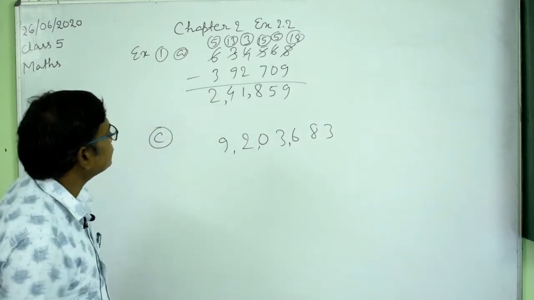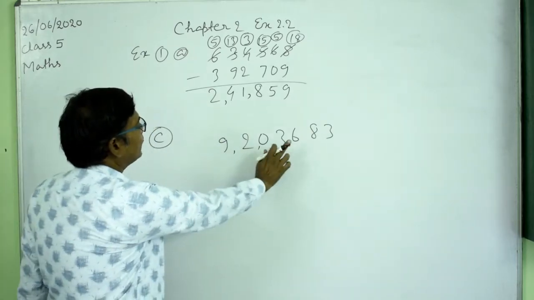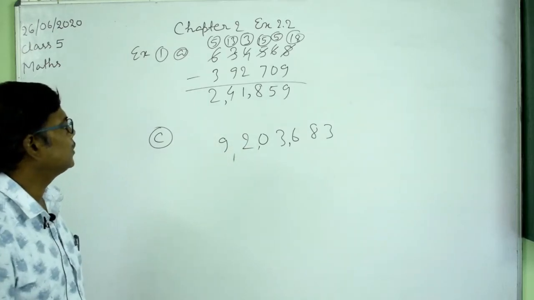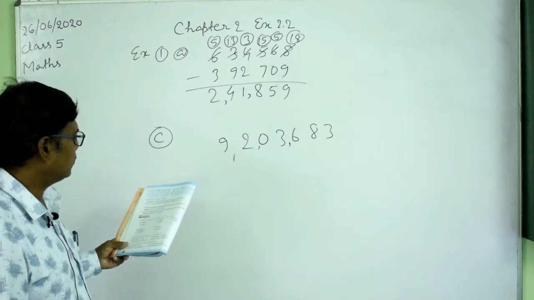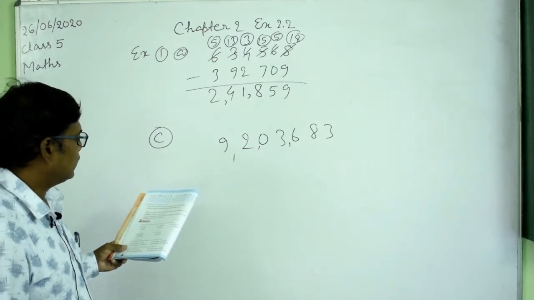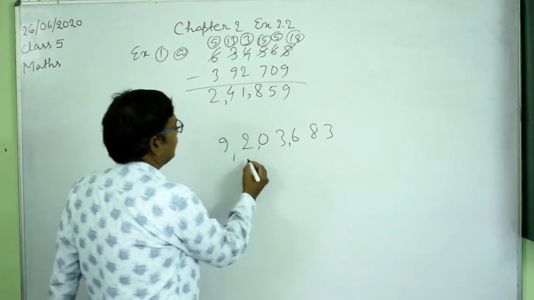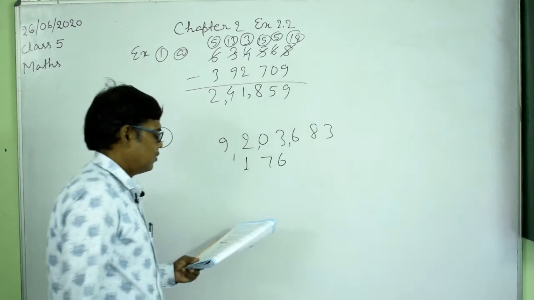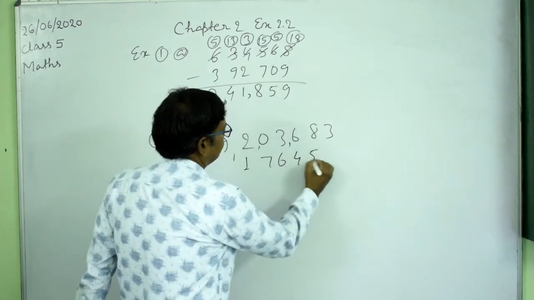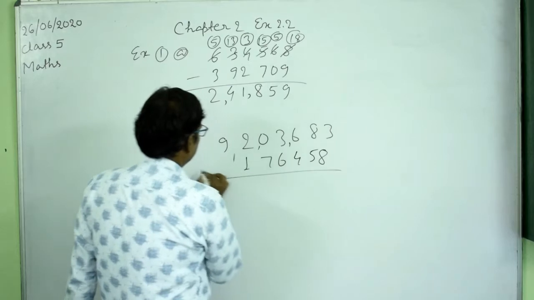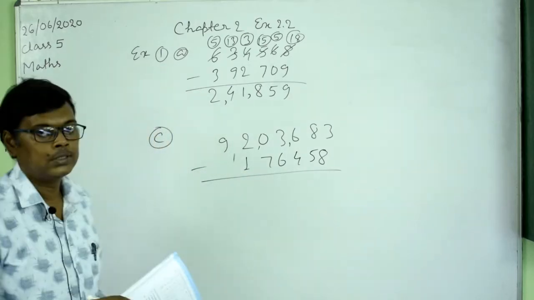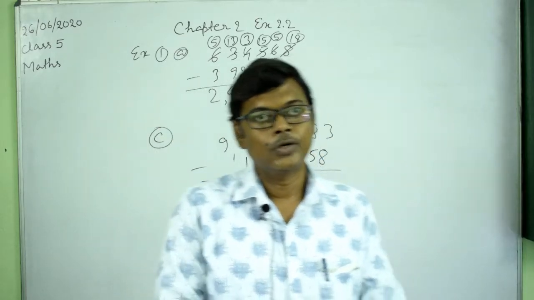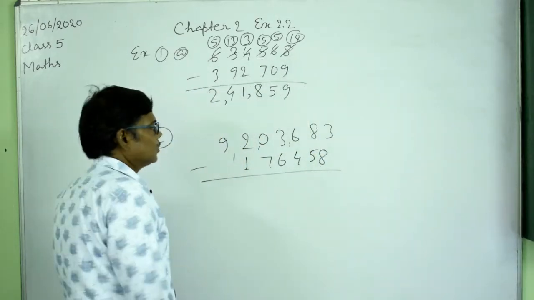So this comma here, okay. So you have here 92,03,683, and the other number is 1,76,458. So this number, and we have to subtract this. Okay, so see your book and see the question in your book. Okay, so now let us subtract this. So how will we subtract?